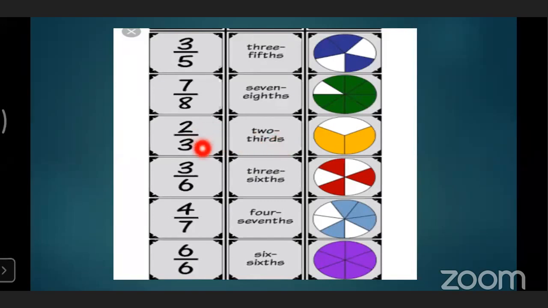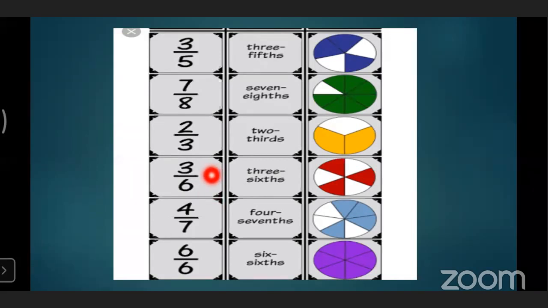2/3. We read this 2/3. Now see, one circle is there, and this circle is divided into how many parts? 3. Very good. 1, 2, and 3 parts. Now can you tell me how many parts are colored? 2. Very nice. 2 parts are colored. So we have written the fraction 2/3. Right.